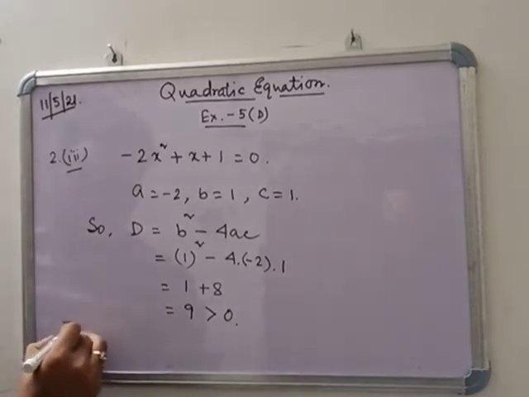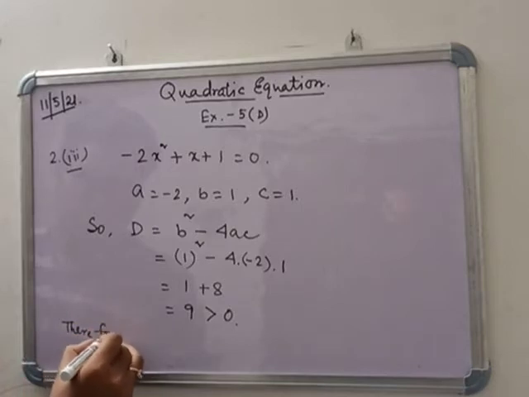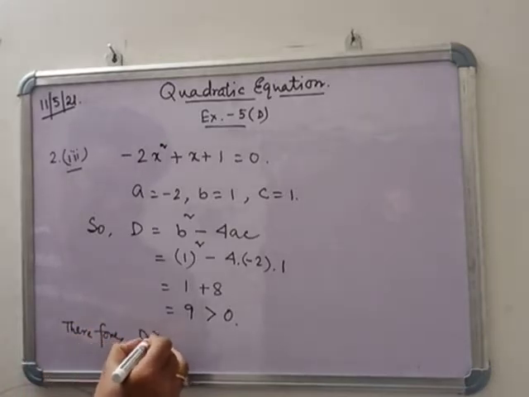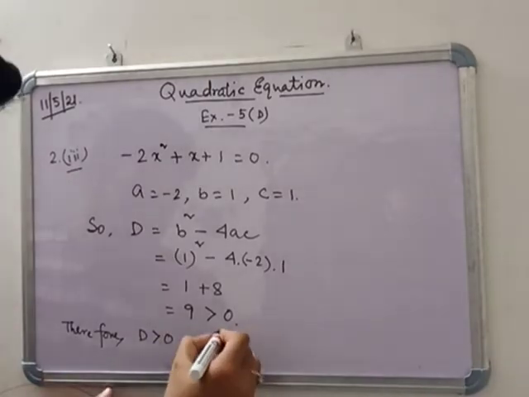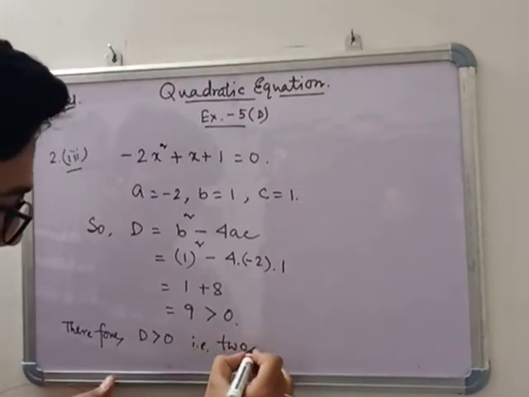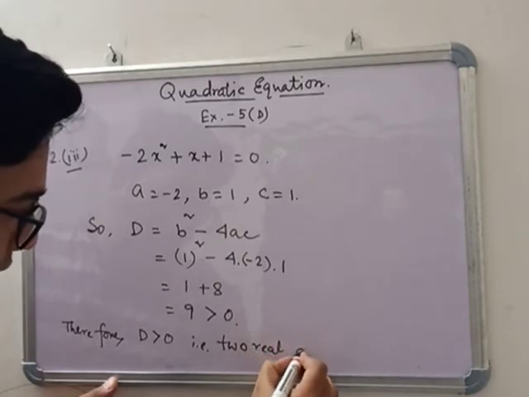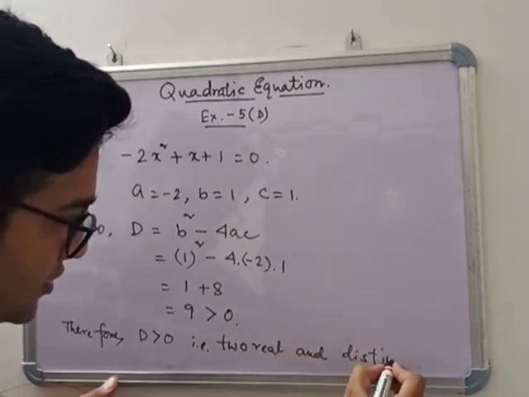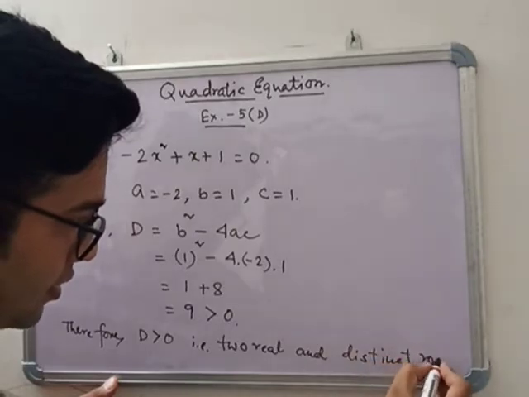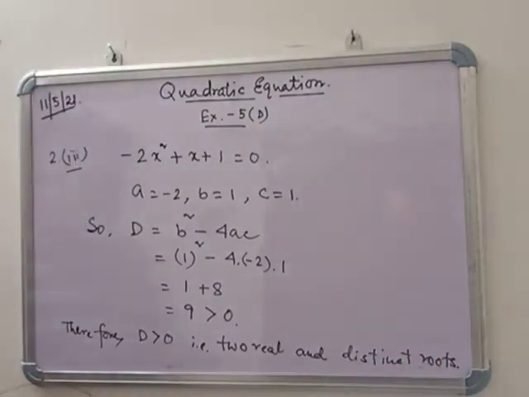Therefore, D greater than 0, that is two real and distinct roots. Okay, note it down. Now next one.